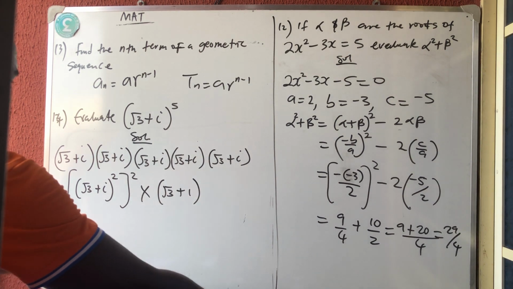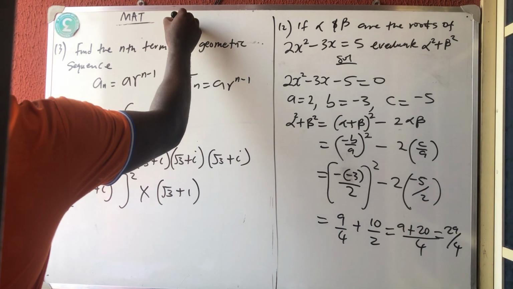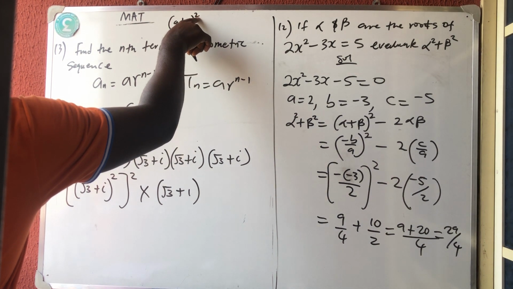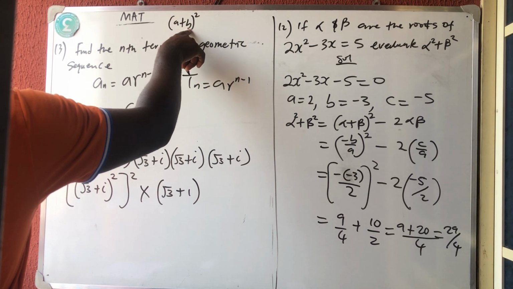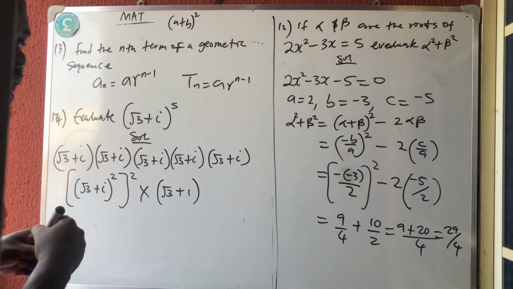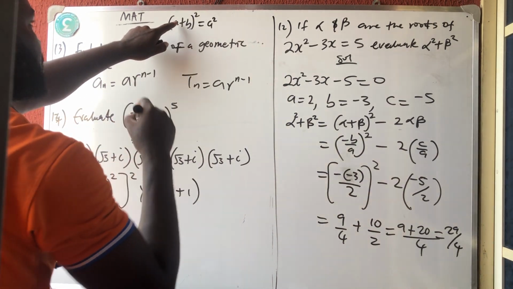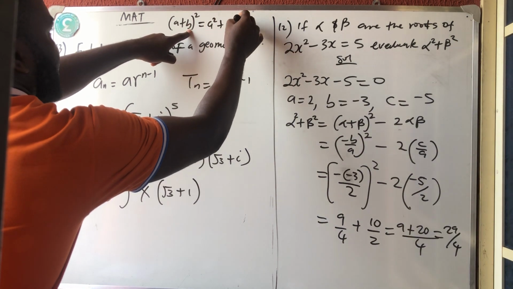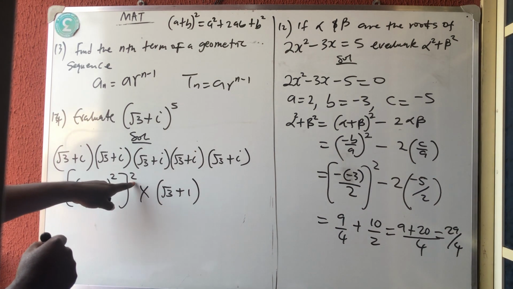Why I did it like this is because I can get this one by using the formula I gave you. Whenever the square is outside, it means square the first one, multiply the first one and the second one and double it, then square the last one. If you can say it, you can do it. Square the first one, you have a squared; multiply the first and second, ab, double it, you have 2ab; square the last one, you have b squared. So that is what I want to do here, and then repeat it again.